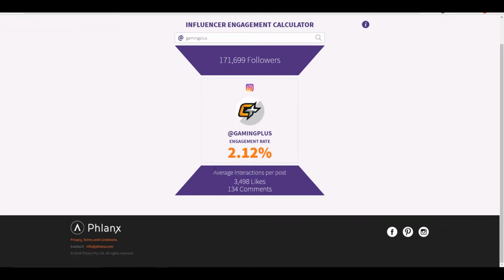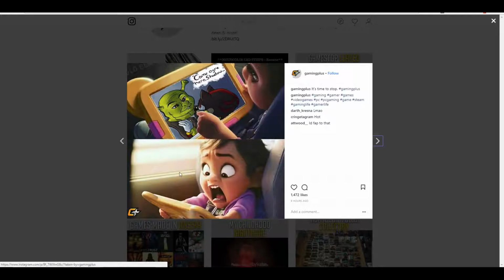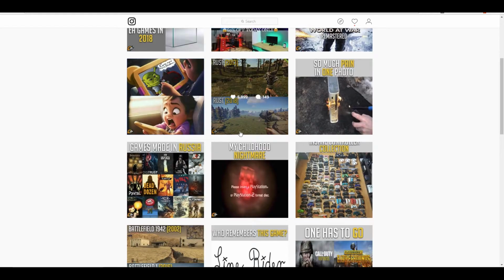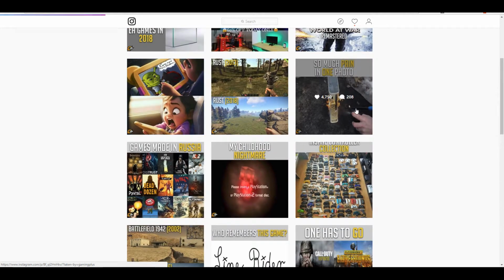Okay, so it's above 2%. Make sure it's above 2%, because anything lower than that, just scratch it. It's not good enough. Then come here and look over their likes and comments. Make sure comments are there. So this post only has 4 comments, so that's a red flag right there. 149, 208. That's not too bad.